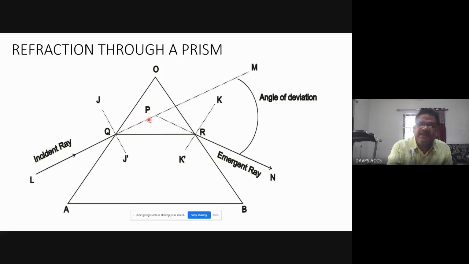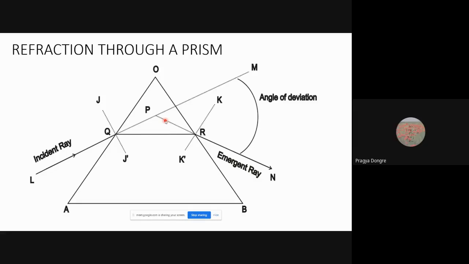If the incident ray is produced forward and the emergent ray is produced backward, they meet here, and this angle is called the angle of deviation. It is marked here also, the same angle. It shows how the ray is deviated from its original path. I think you must have understood all the terms here. Yes or no? Yes, sir.